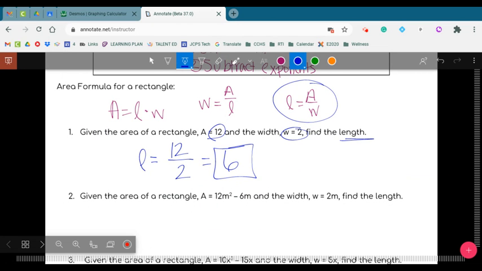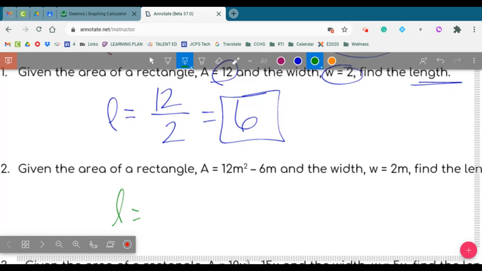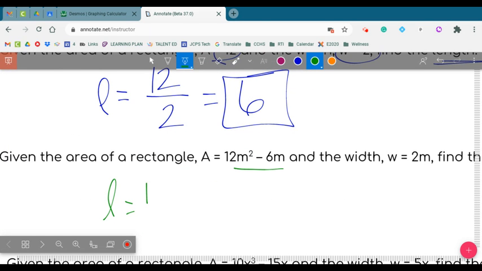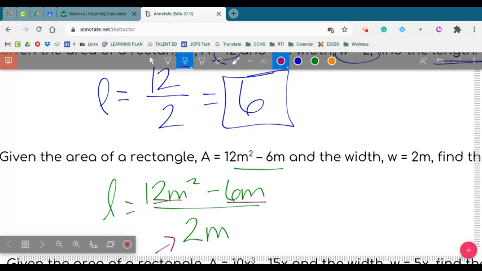So now if you're given the area and the width and you have to find length, we're going to use the same equation. So we're going to do length equals, we got 12m squared minus 6m divided by 2m. So this is where I'm talking about we have 2 terms on top. So we divide each of those 2 terms by what's on the bottom. So for start, we're going to do 12 divided by 2, which is 6. And then we're going to subtract our exponent. So we have 2 minus 1, which is just going to be 1.